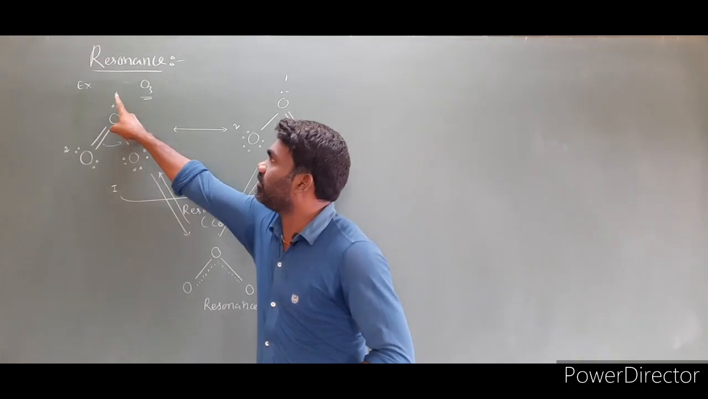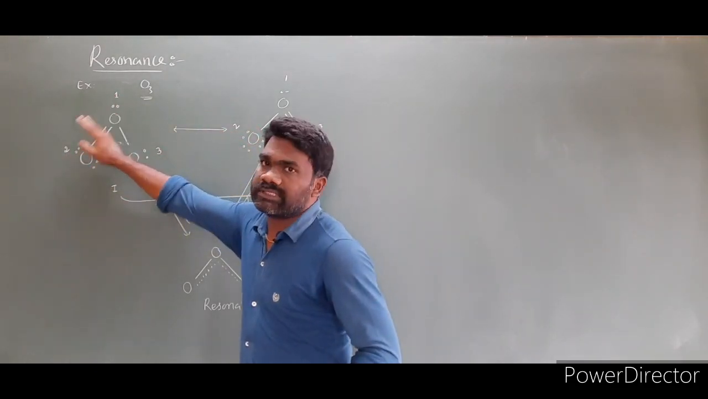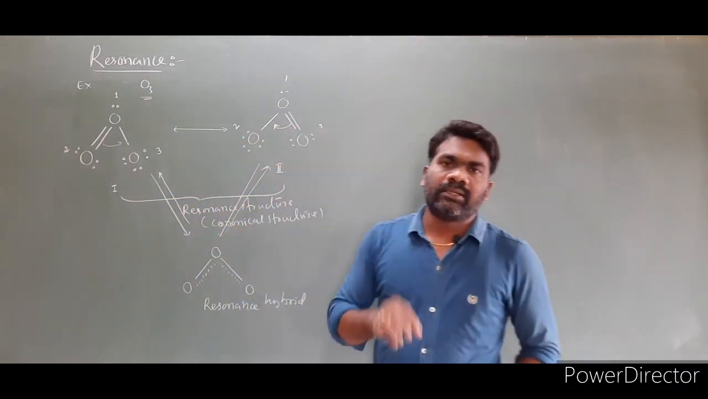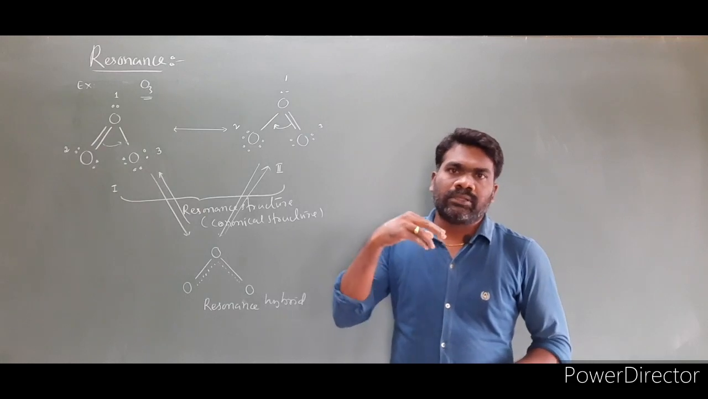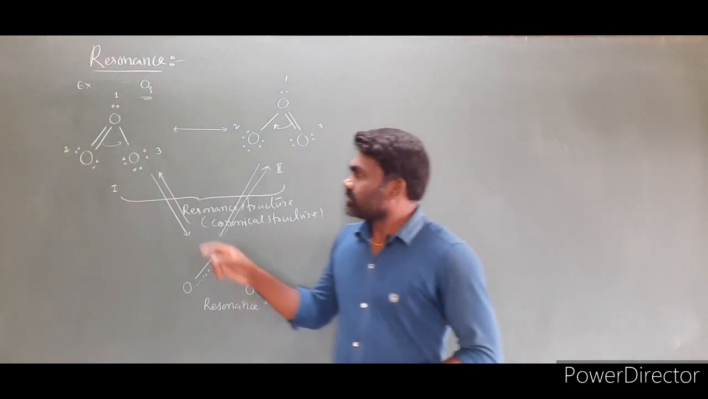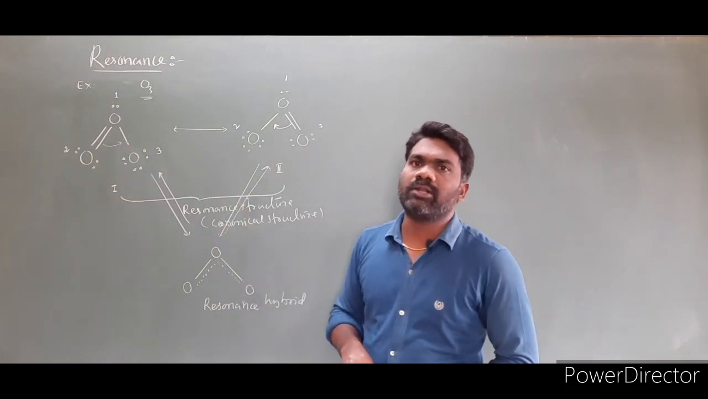Here is a pi bond, a double bond between the first and second carbon. Here is a double bond between the first oxygen and second oxygen. Here is a double bond between the first oxygen and third oxygen. Only the double bond position, the arrangement of electrons, is different. Another important point: these structures have similar bonding and non-bonding electrons.